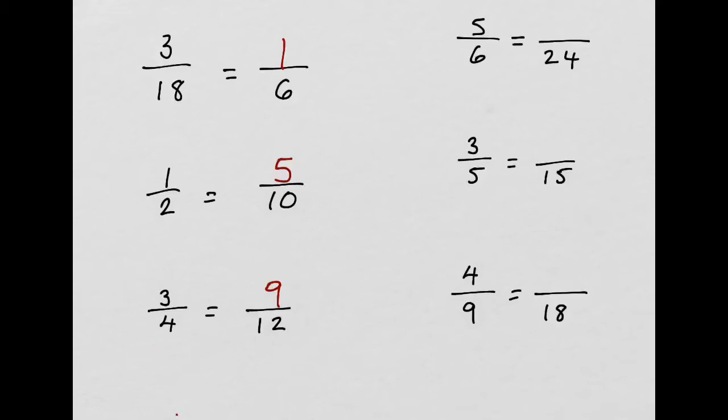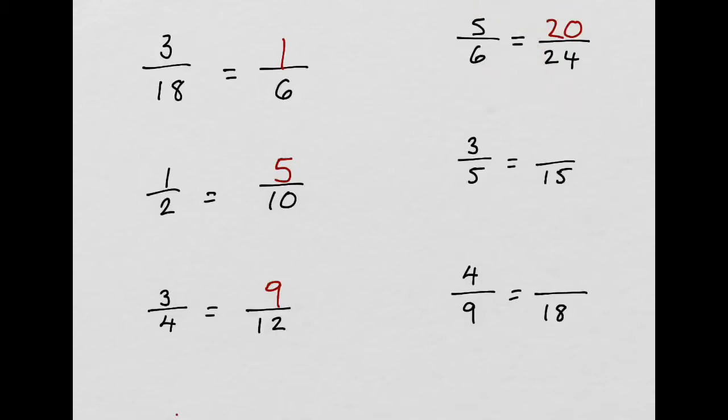Okay, so 5/6 is how many 24ths? Well, we know that 6 times 4 is 24. So 5 times 4 is 20. So we can see that 5/6 is the same as 20 over 24.